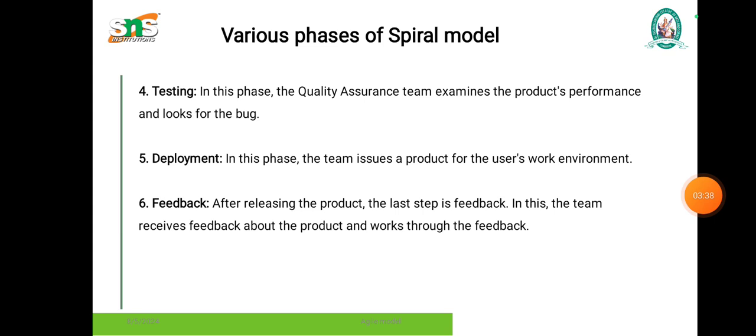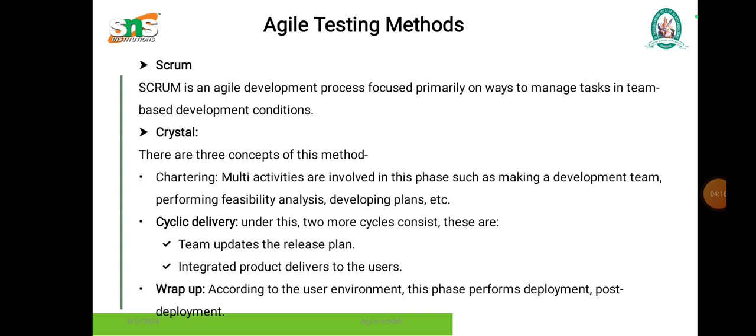And the next phase is testing. In this phase, the quality assurance team examines the product's performance and looks for bugs. And the next stage is deployment. In this phase, the team issues the product to the user's work environment. And the next stage is feedback. After releasing the product, the final stage is feedback. In this stage, the team receives feedback about the product and works through it. So these are the various phases of the Agile model.